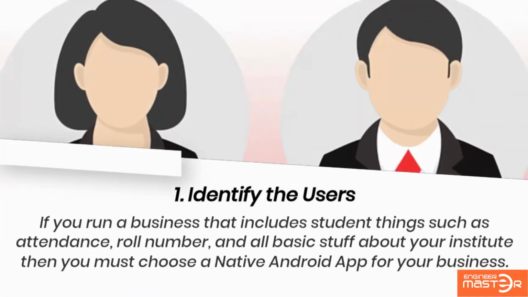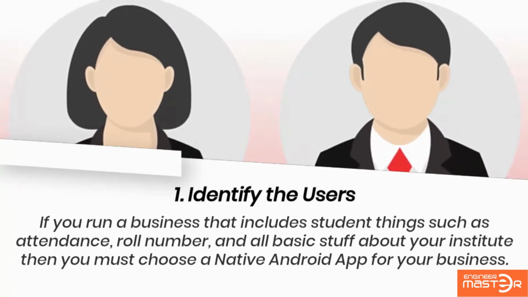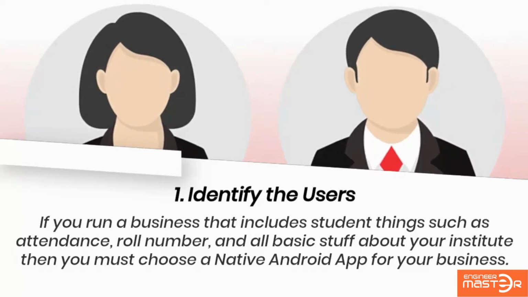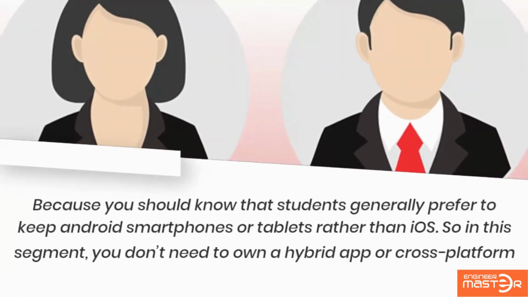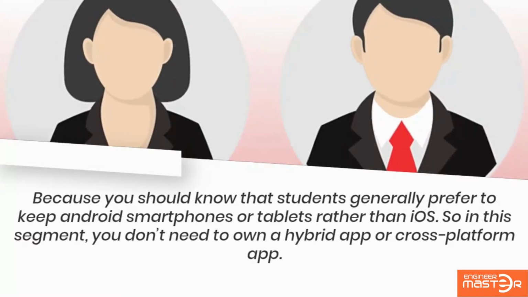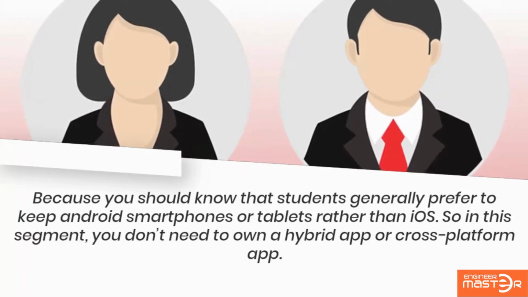Identify the users. If you run a business that includes student things such as attendance, roll number, and all basic stuff about your institute, then you must choose a native Android app for your business. Because you should know that students generally prefer to keep Android smartphones or tablets rather than iOS. So in this segment, you don't need to own a hybrid app or cross-platform app.